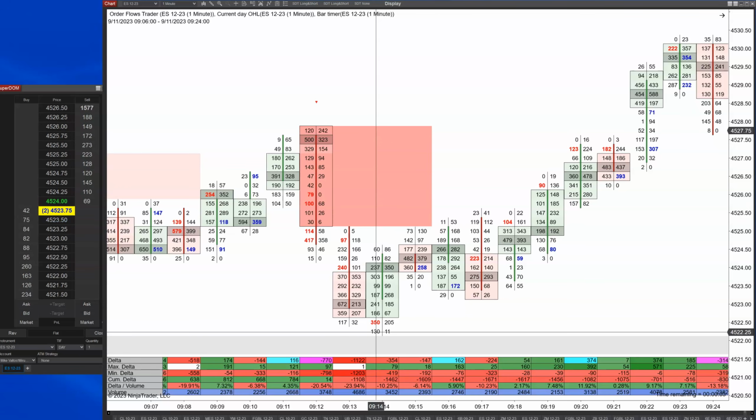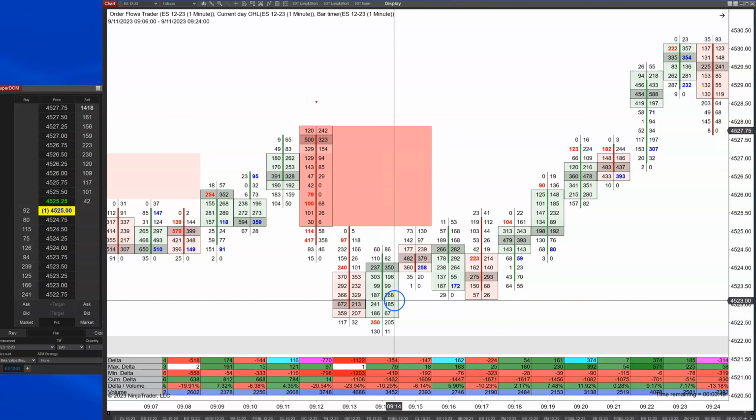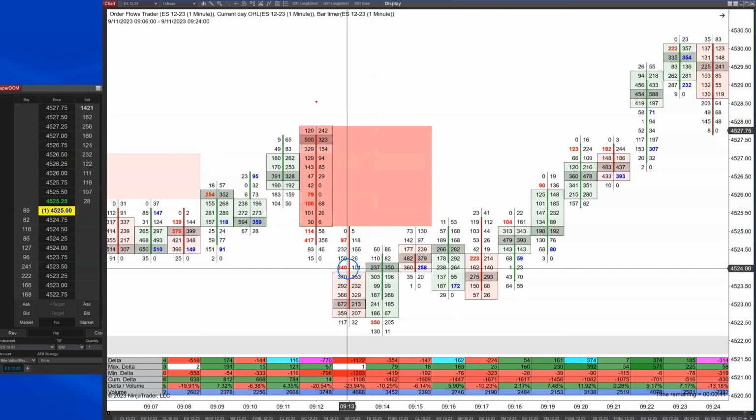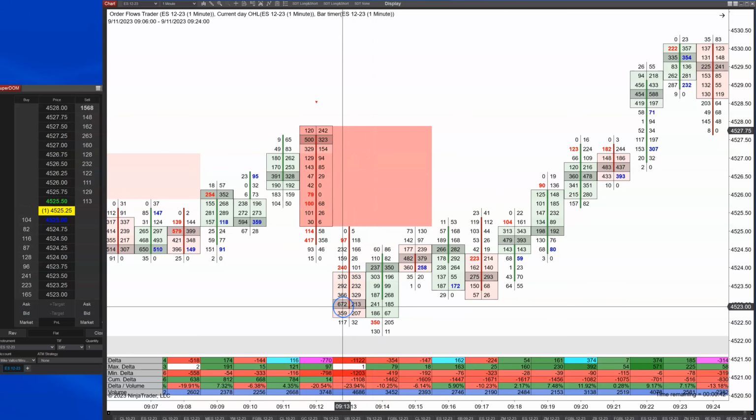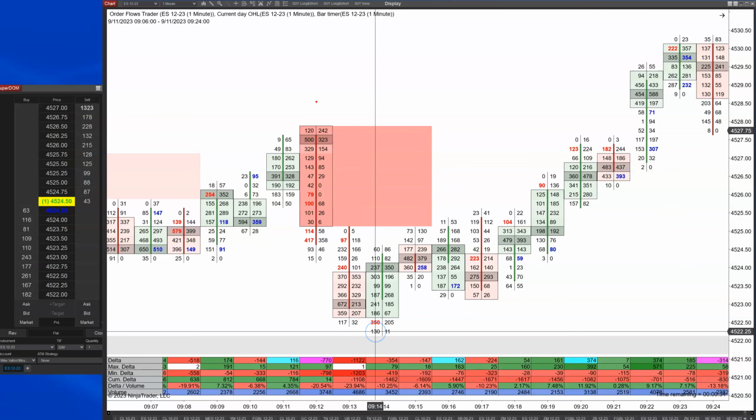130 was passively bought from aggressive sellers. 350 was passively bought from aggressive sellers. 186 was bought from the aggressive sellers, which was passively bought from aggressive sellers. So aggressive sellers are selling into these bids here. That's what causes the market to go down, is aggressive sellers selling into the bids, which is the passive buyers. Once that aggressive selling is getting weaker, there's still passive bids here, right?